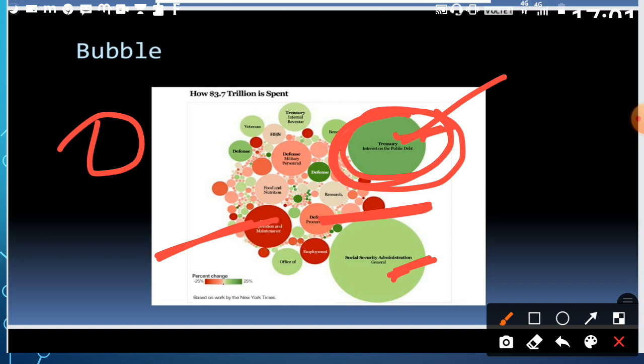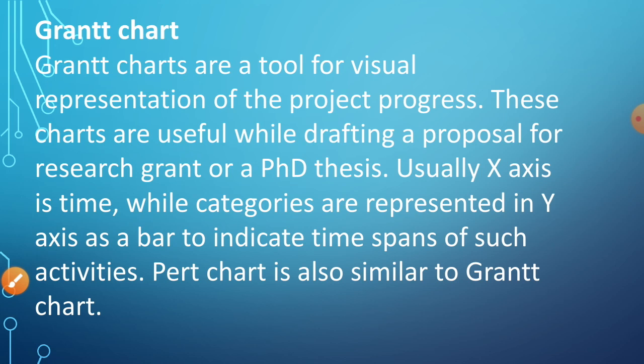When the size of the bubble is more, it means that the quantity is more. When the size of the bubble is small, then you have to think that the quantity is small. Okay, and we can't plot the bubble chart in our notebook. We have to give the information to the computer and it will plot the bubble chart. Fine. Okay, so next comes our Gantt chart.